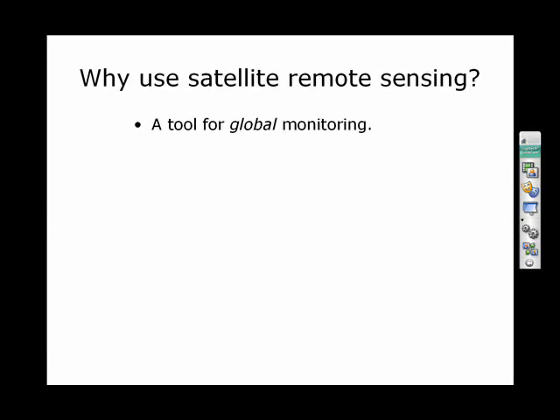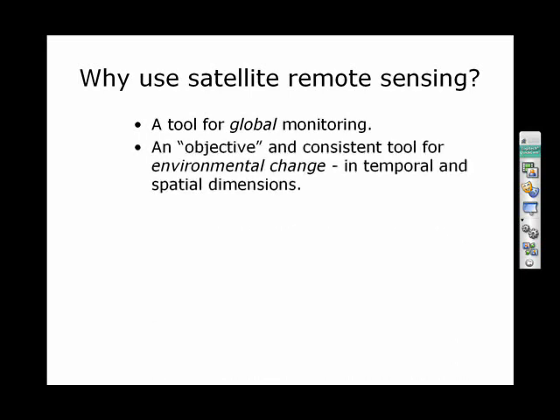So the entire global monitoring of, say, ozone in the upper atmosphere or sea surface temperature can be done within a day or two. It's an objective and consistent tool for environmental change, both in temporal and spatial dimensions. And of course what that effectively means is that you're using the same instrument potentially to measure all the properties around the globe and over a long period of time.